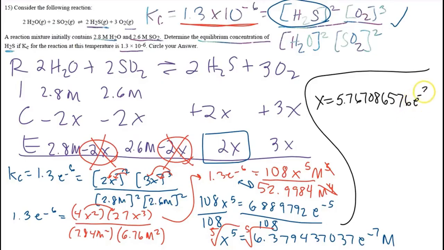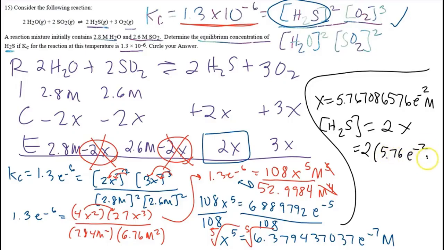6576 times 10 to the negative 2, and this is molarity. Now that's not the end of it because we need to figure out the equilibrium concentration of H2S, like this question asks. If I already got my x value, I just have to look at what my equilibrium amount for H2S is, and that is equal to 2x. So I'm going to take 2 times the 5.76 times 10 to the negative 2.